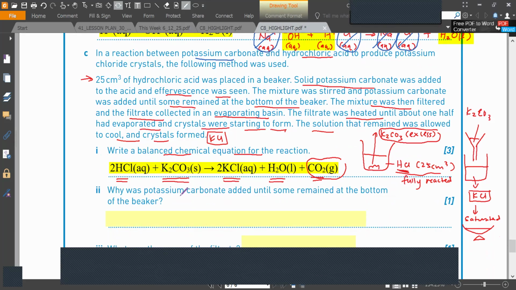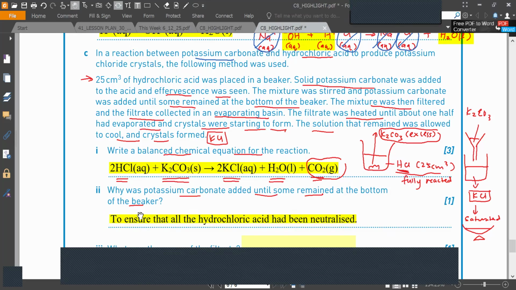Why was potassium carbonate added until some remained at the bottom of the beaker? Why do we do that? Because we want to make sure it is in excess, to ensure all the hydrochloric acid has been neutralized.